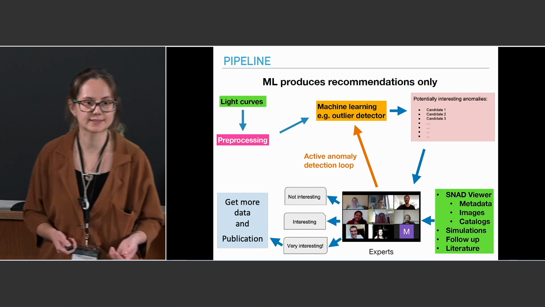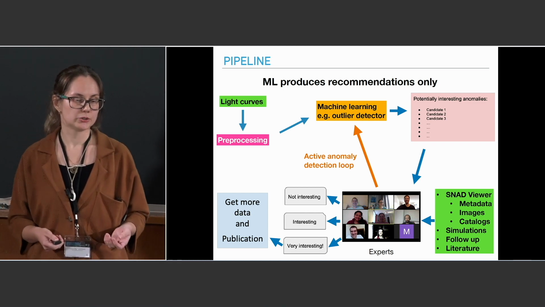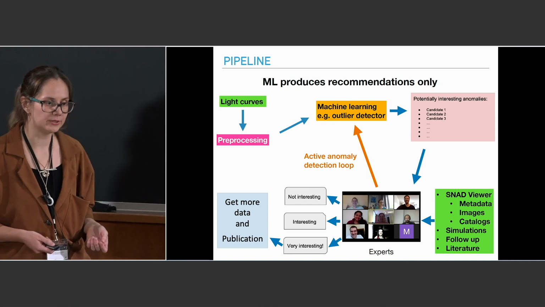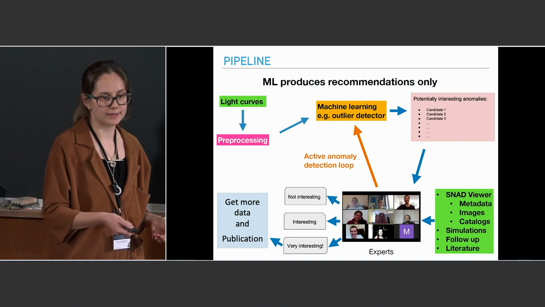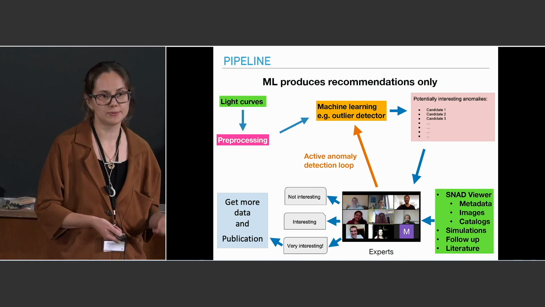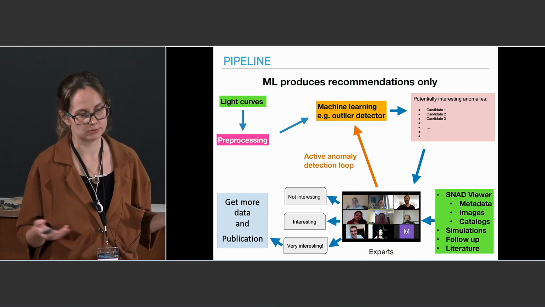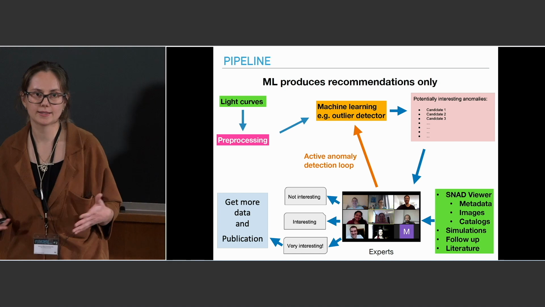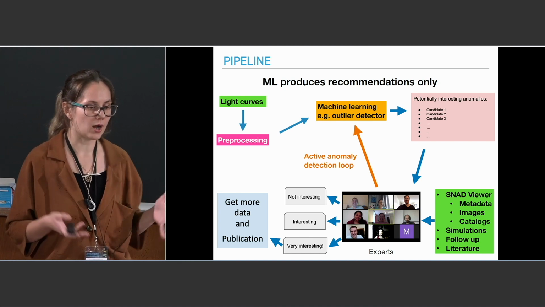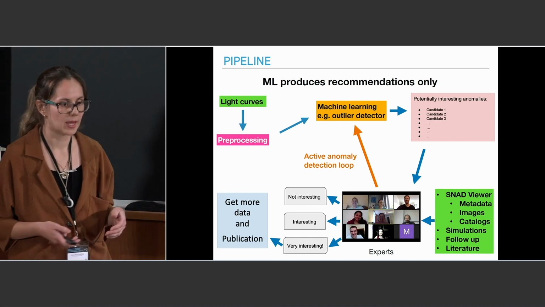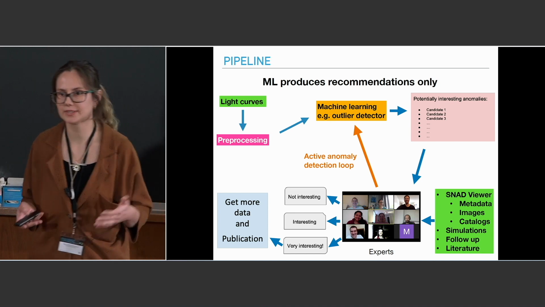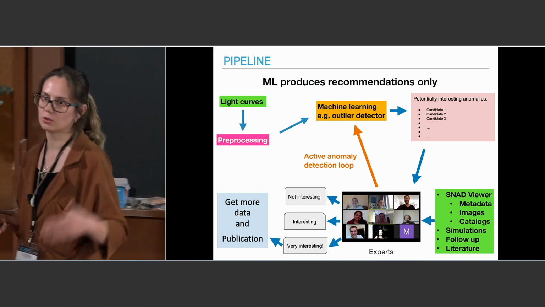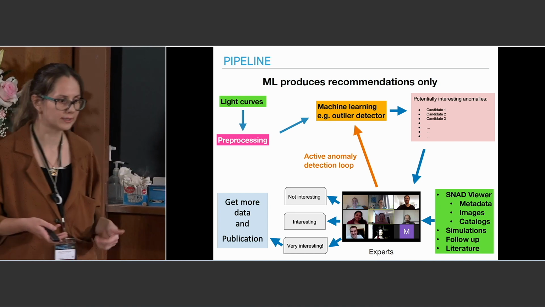Here, I briefly describe our pipeline. So we are working with time series, with light curves. Then we describe them with a set of features, and these features serve as an input in our machine learning algorithm. As an output, we have a list of outliers ordered by the anomaly scores.